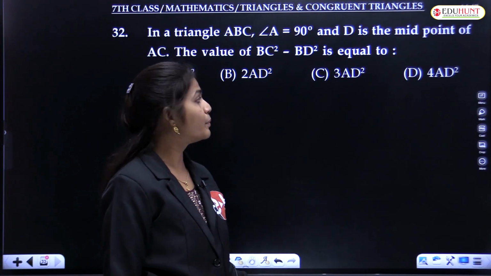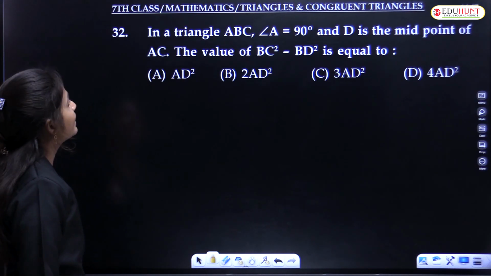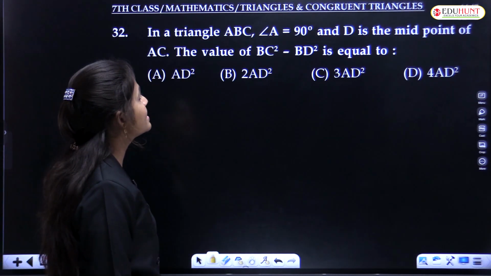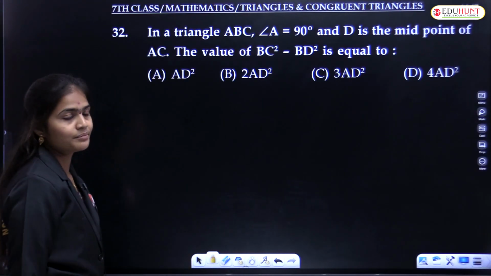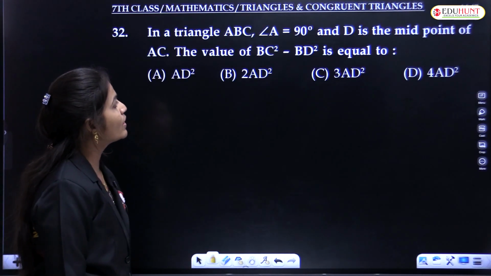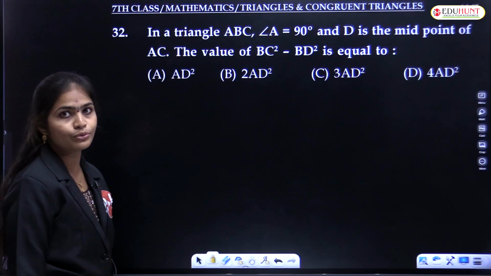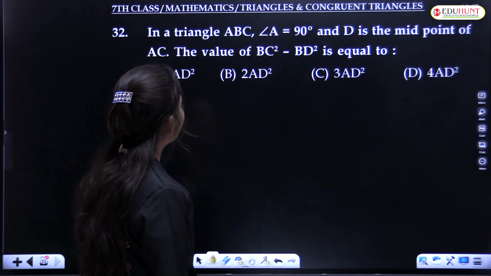So here this is the proof. First, say that in a triangle ABC, angle A is equal to 90 degrees and D is the midpoint of AC. The value of BC square minus BD square is equal to. Okay, so first draw the diagram.